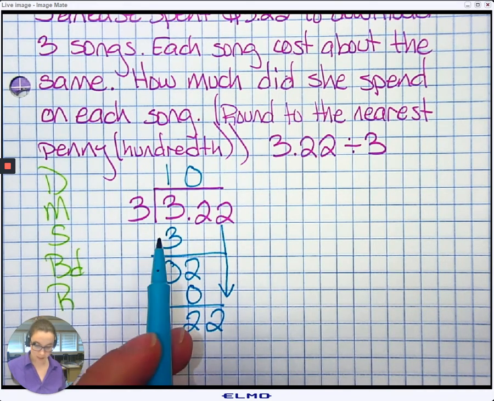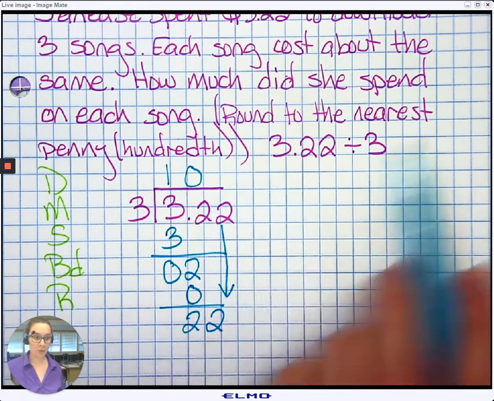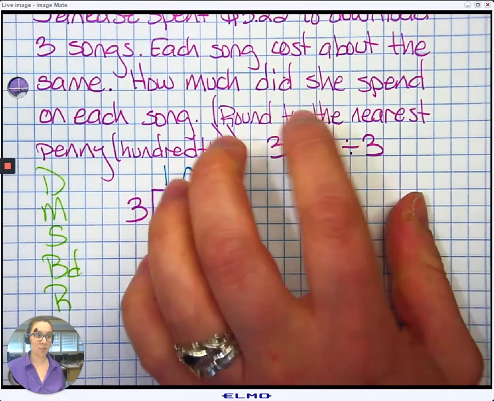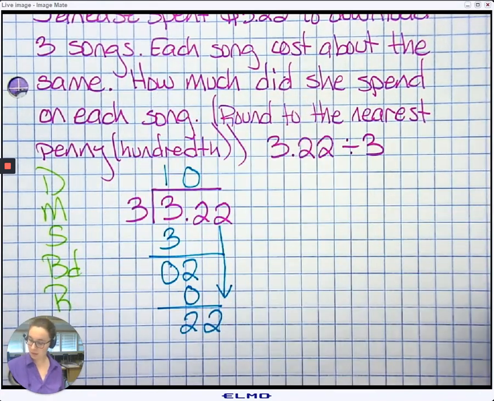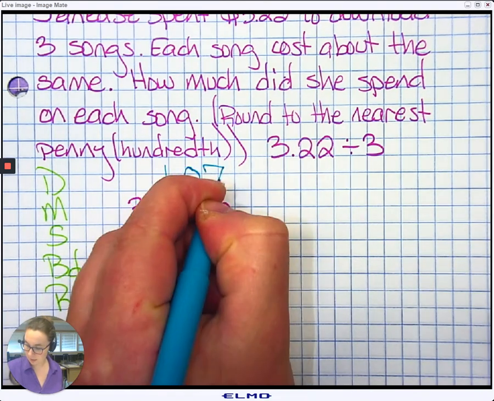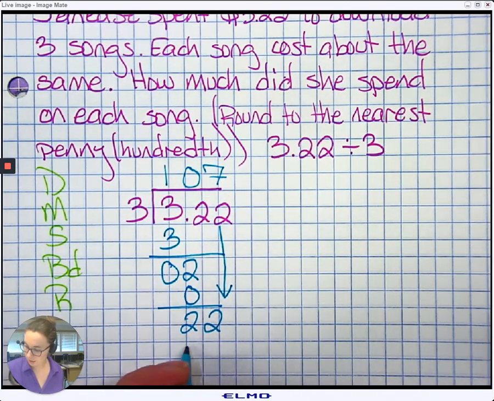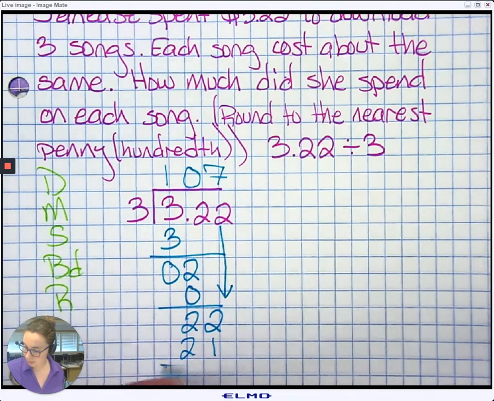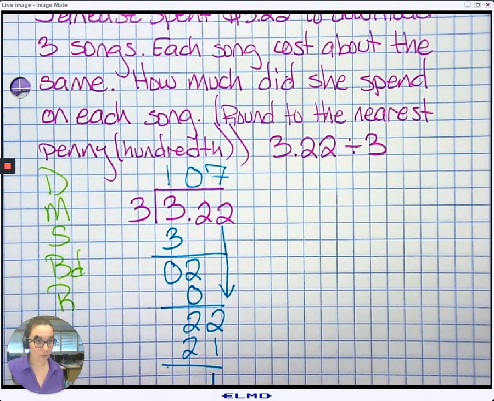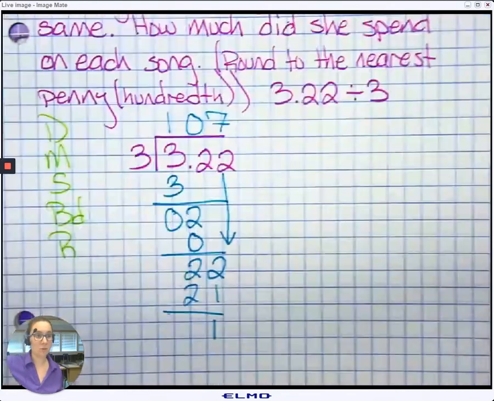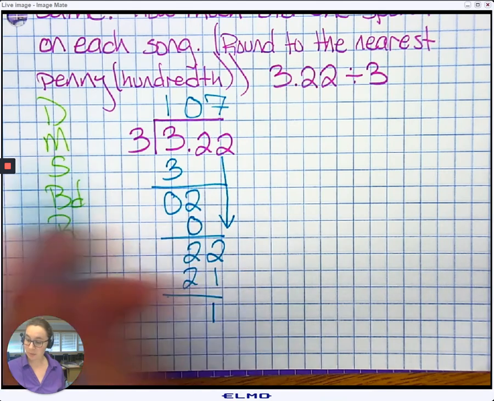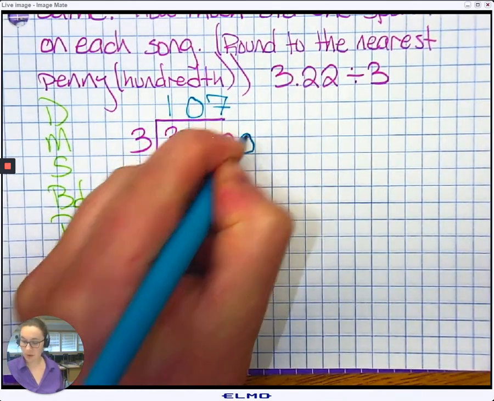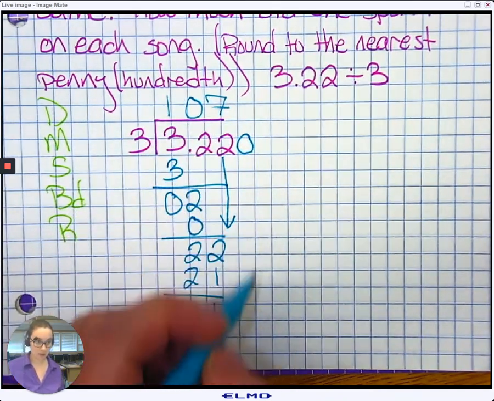How many times does 3 go into 22? Well, 3, 6, 9, 12, 15, 18, 21, 24. So not quite 8 times, so that's 7. 7 times 3 is 21. And subtract. We're out of room. Scooch up a bit. 1 there. And we're going to bring down a 0 because, as you know, there are always zeros after decimals.